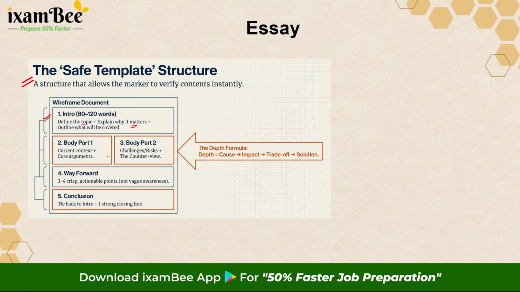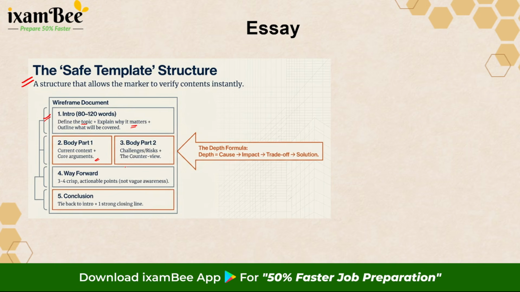The body part can be divided into two aspects. You can write two paras. The first para could focus on the current context and the core arguments related to the topic, and the second para could bring out the other aspect, that is the challenges and the risks and the counter views related to it. Remember, an essay should always be balanced, bringing out both points and not too opinionated on one end.